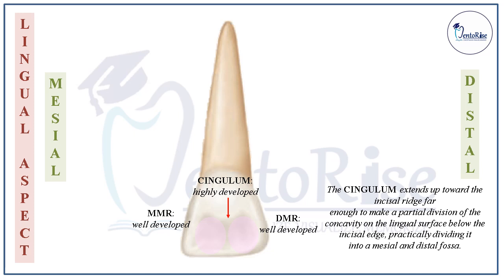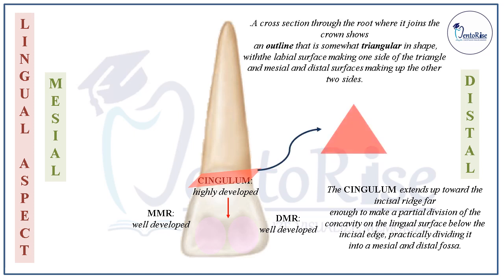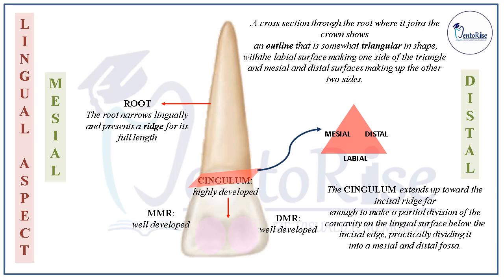The next thing, if a cross section is made at the junction of the crown and the root from the lingual aspect, then this cross section is roughly triangular in outline with the labial surface making one side of the triangle and the mesial and the distal surfaces making the other two sides. If we talk about the root, it narrows down lingually and presents a ridge for the entire length, unlike the labial surface of this root which was absolutely flat.